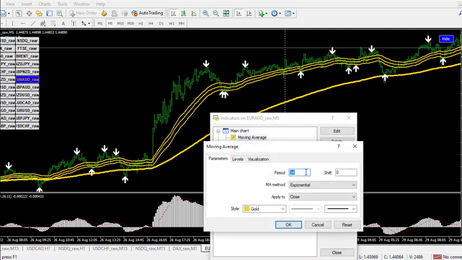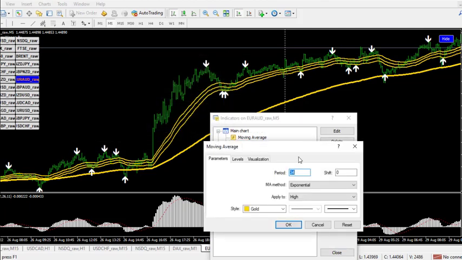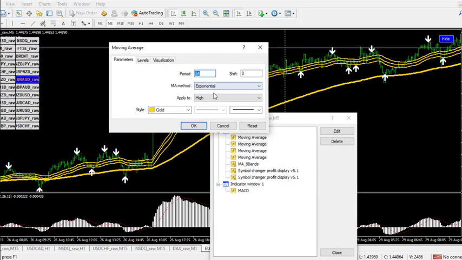Now the first moving average that you are going to use, the small one at 34. So the first one is 34, shift is 0, then MA period is 34, MA method is exponential. This is applied to close. Then the second one is the same value, 34, but this time around apply to high. Period is 34, shift 0, MA method exponential, apply to high, and the color still remains the same.